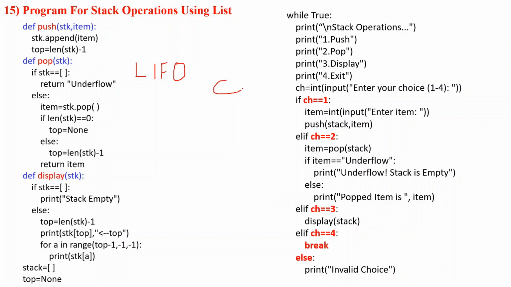For example, you take a pile of plates. Now three plates are there. If you keep any plate on it, this is the fourth plate you are keeping. And if you want to remove one plate, which plate will you remove? This plate only, right? Whatever you put last, that you take out. That is LIFO, last in, first out.